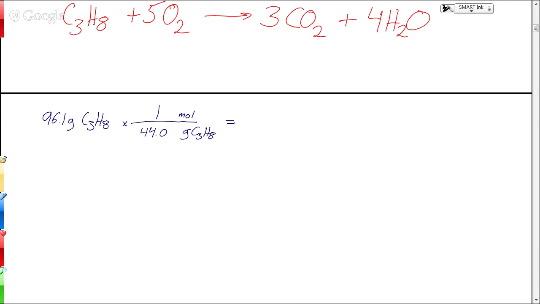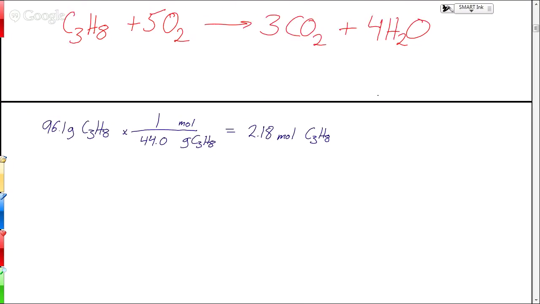So then we do that division, and it says right in there, we get 2.18 moles of C3H8. Okay. So now instead of a mass, we have a count. And we can say, for every this many moles of propane, we're going to need this many moles of oxygen.